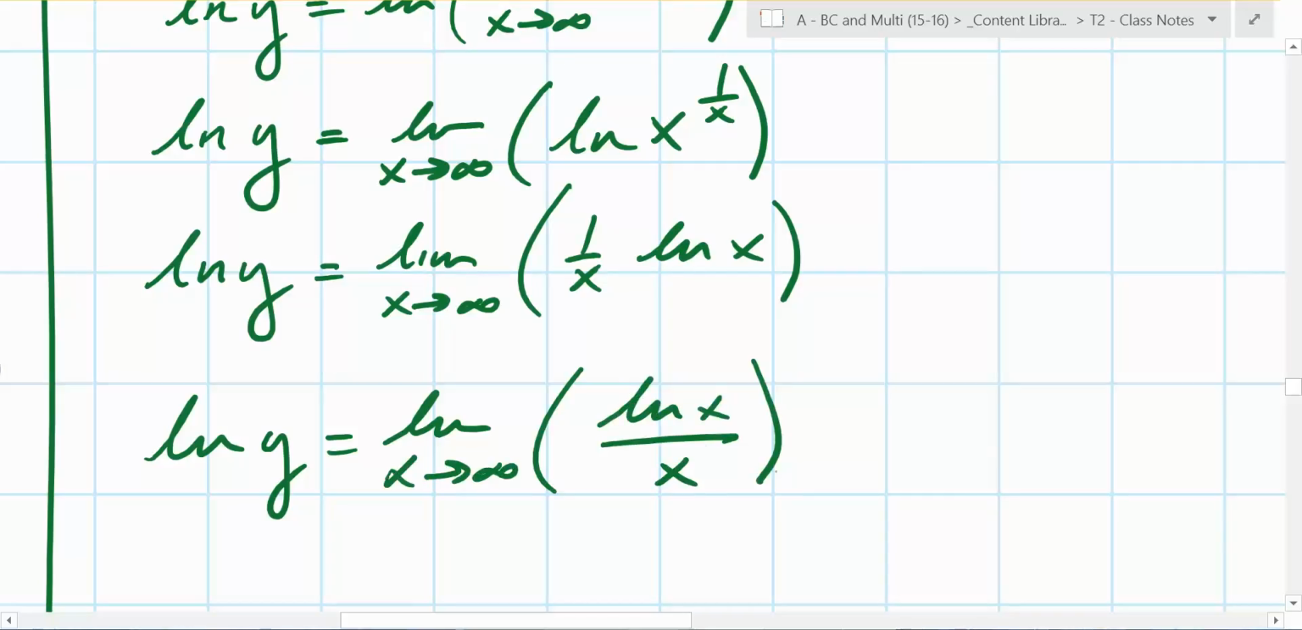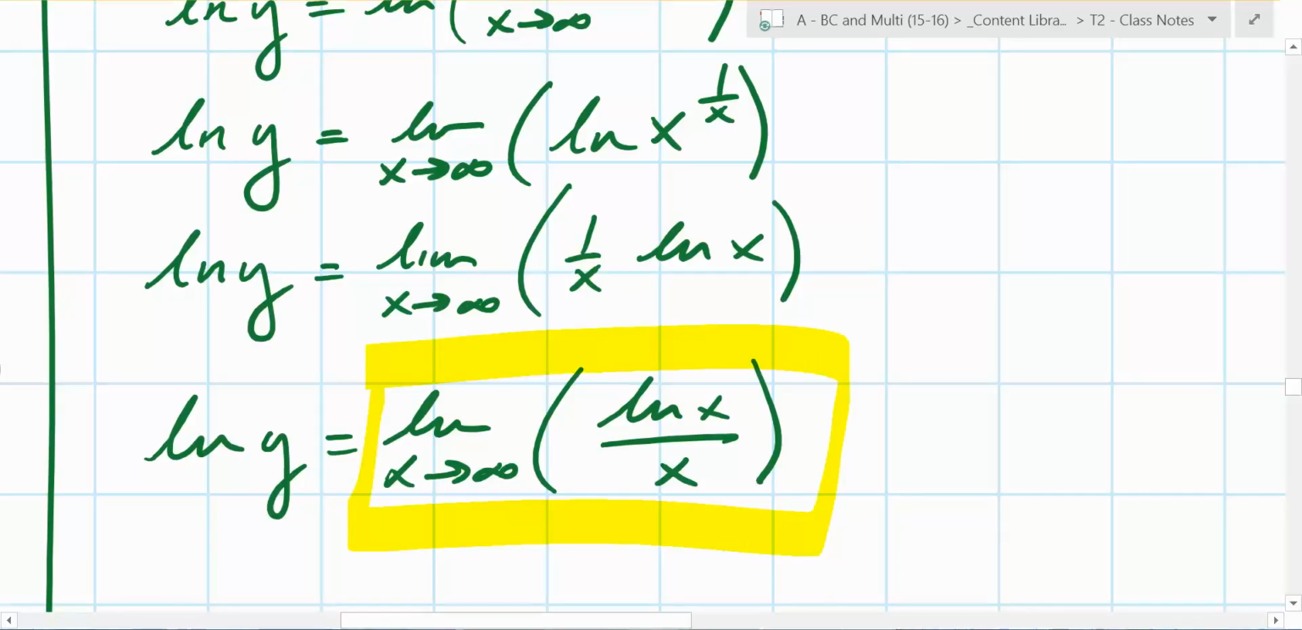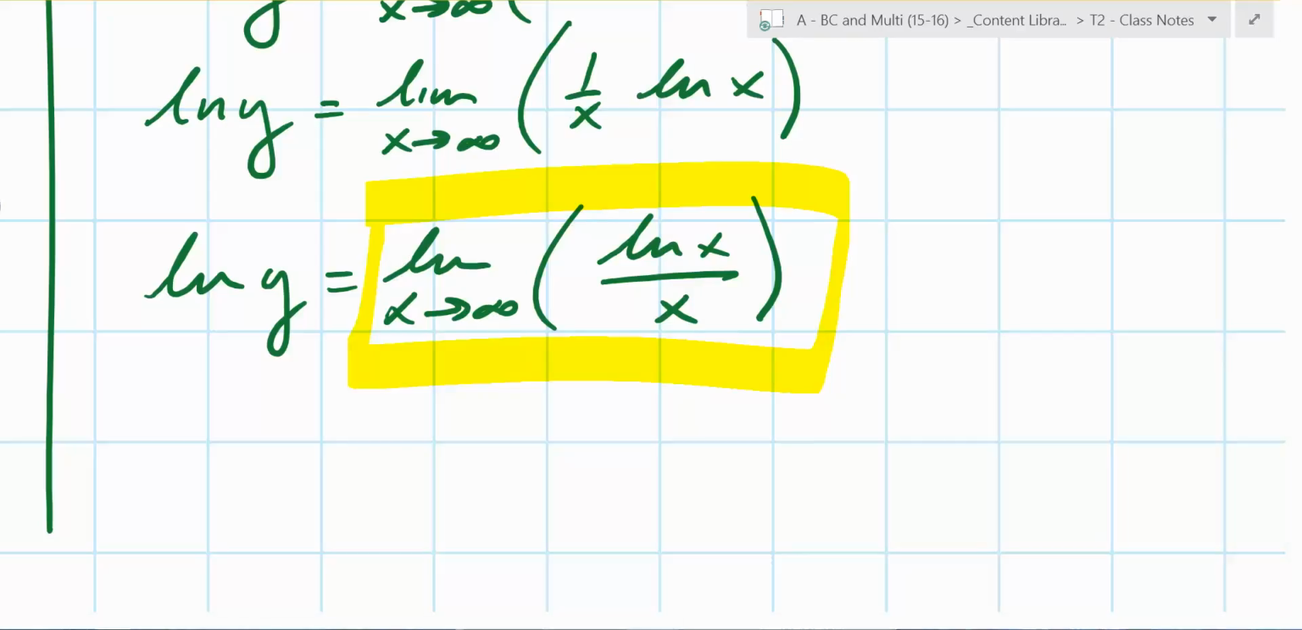Is that indeterminate? Yes. Can anybody tell me just in their head what this ends up coming out to? What's the limit as x goes to infinity of that? Can you do it in your head? 0. You sure? No. 1. You sure? Is it 0 or 1? Who thinks it's 1? Who thinks it's 0? It is 0.